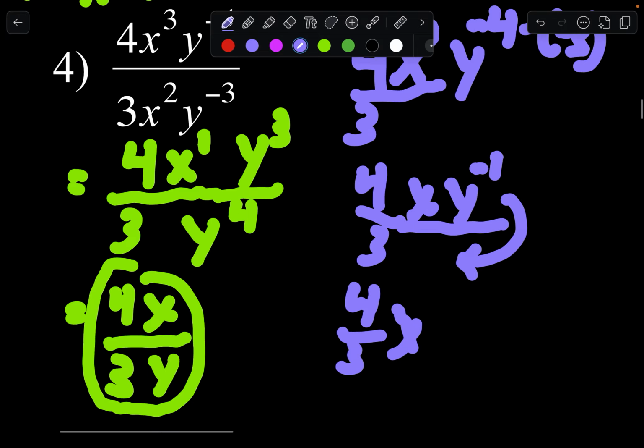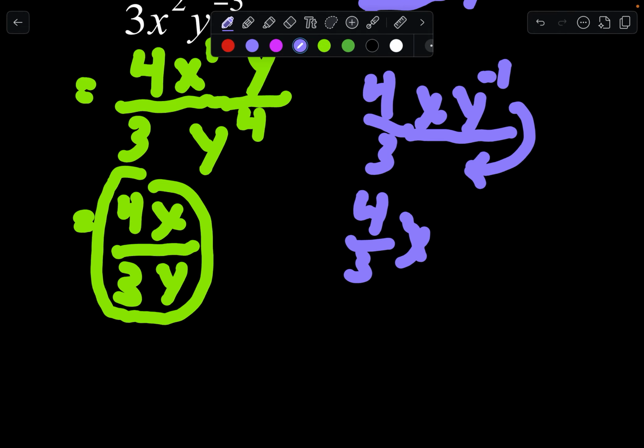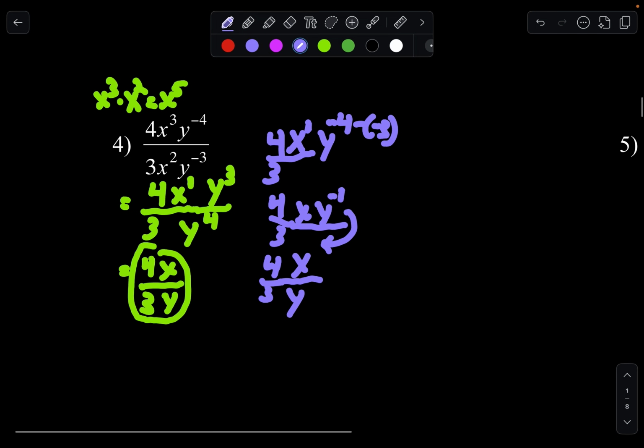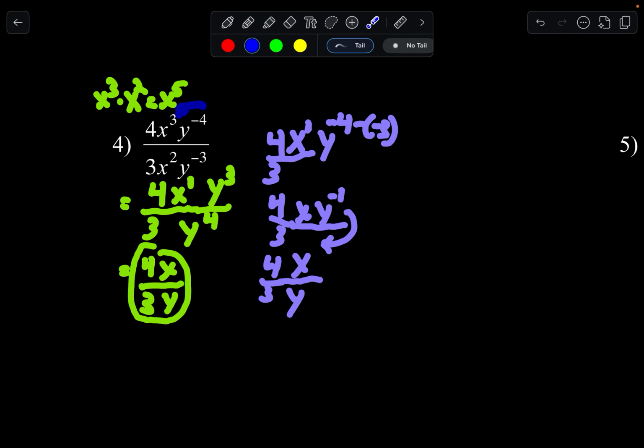I am not a big fan of doing it that way. I much prefer to make, if the exponent's negative, like these are, I just flip-flop them. The y to the negative third goes up, the y to the negative 4 goes downstairs, and the exponents change signs. Then you don't have to deal with negative numbers and stuff. But you end up with the same answer either way.